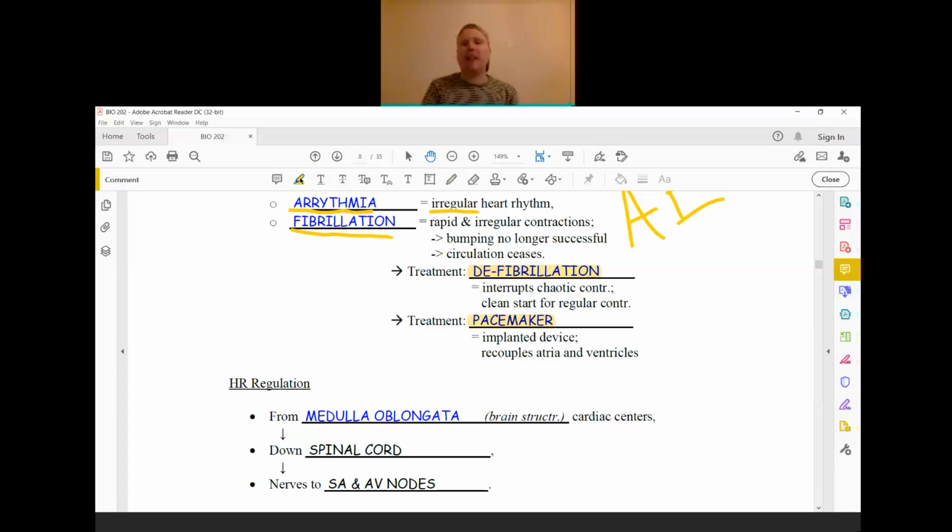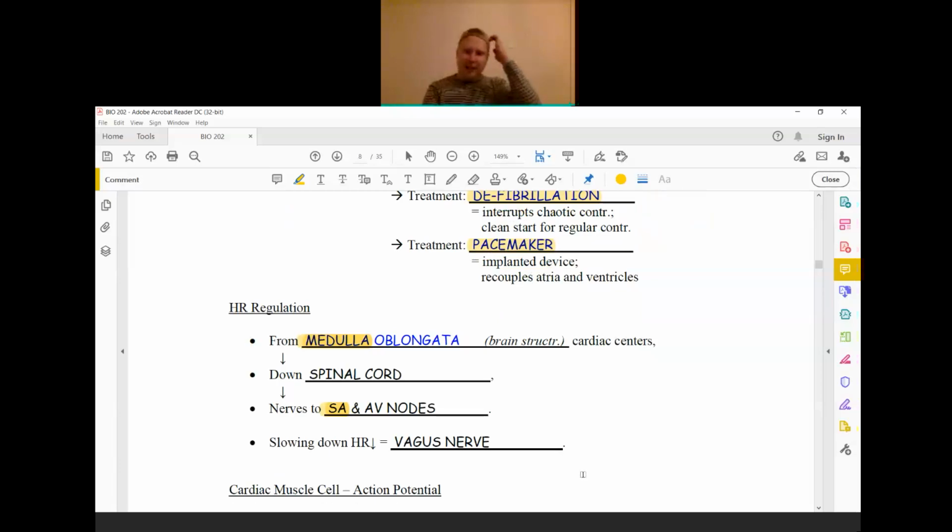Let's talk a little bit about the heart rate regulation. Heart rate is regulated from the brain in a part called medulla oblongata. And I think you know the medulla from your previous study on BIO201. And from there, the signal travels down the spinal cord to this SA node that we saw earlier on. And the SA node was the pacemaker of the heart. If you have heart rate slowing down, that's usually down to the vagus nerve. You remember that from the cranial nerves that you covered also in BIO201.